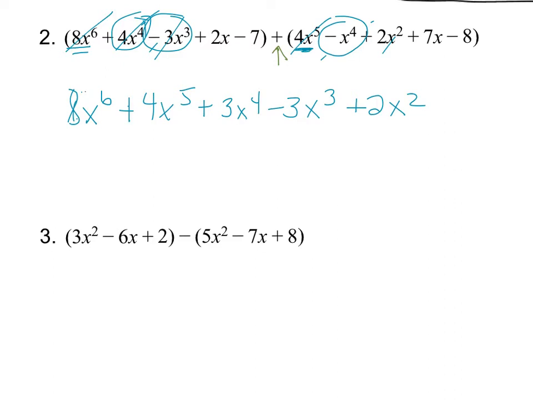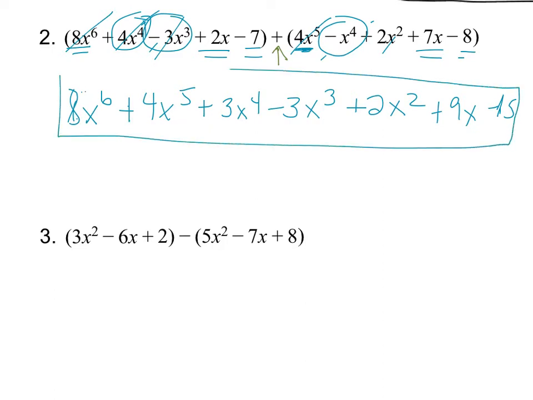And then for the linear terms, we have 2x and we have 7, so that's simply 9x. And then the numbers negative 7 and negative 8 is negative 15. So you get this huge polynomial just by adding like terms.